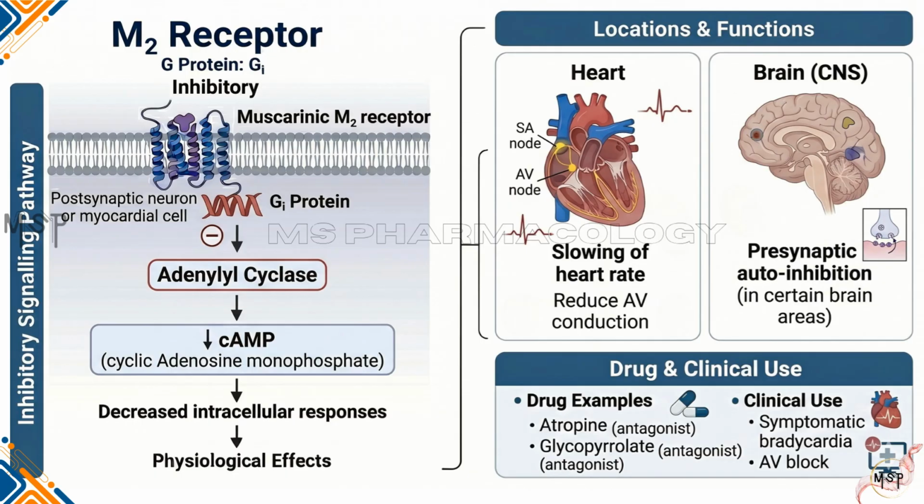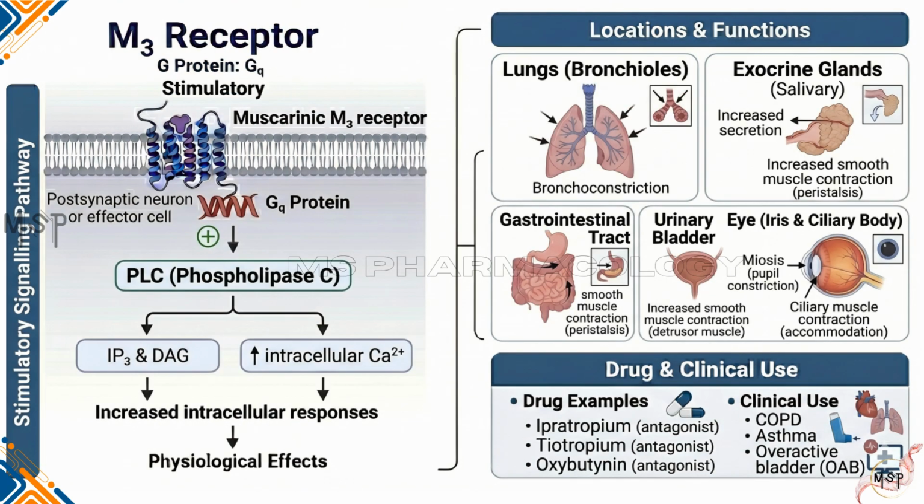Clinically, blockade of these receptors by atropine, a muscarinic antagonist, increases heart rate and is widely used to manage symptomatic bradycardia and atrioventricular block. Next, we have the M3 receptor.